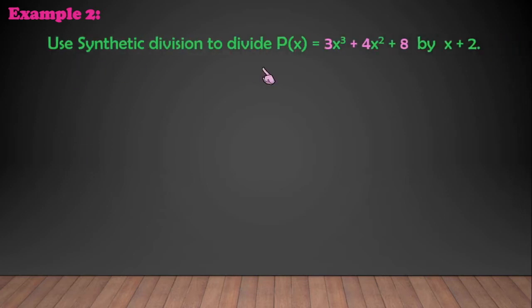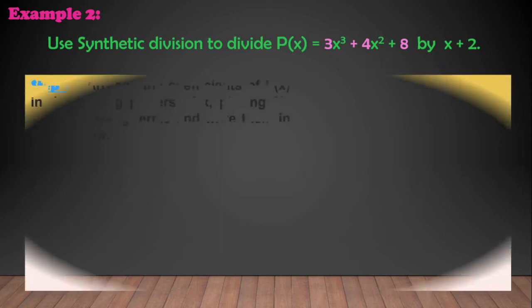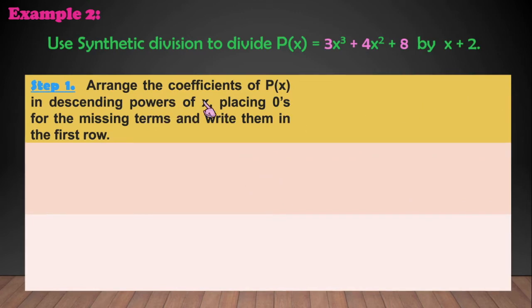Now let's have another example. Use synthetic division to divide 3x cubed plus 4x squared plus 8 by x plus 2. So again, we arrange the coefficients of the polynomial dividend. Now notice here that there's a missing term in the dividend. There is no x term here. So therefore, we will place 0 to fill up that missing term.